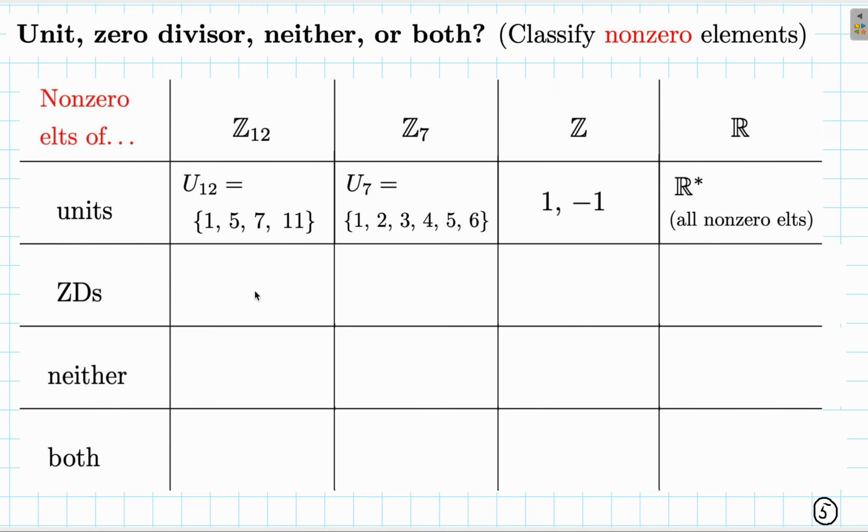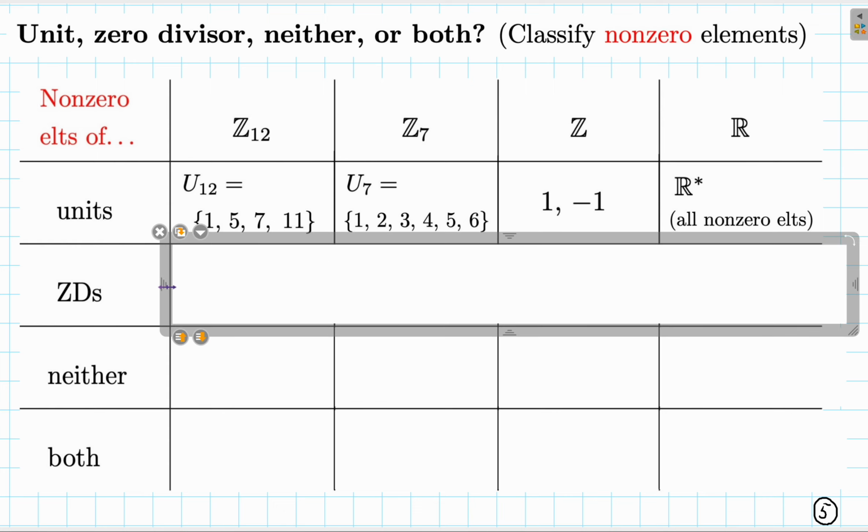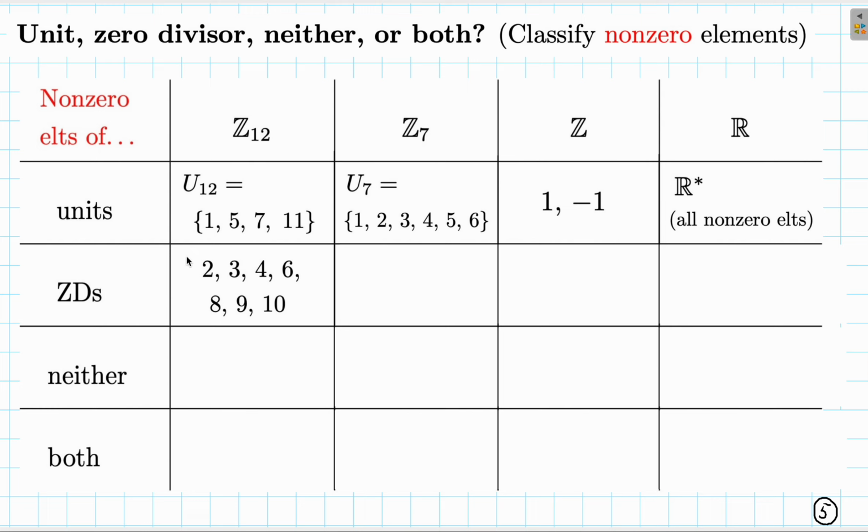Now on to zero divisors, starting with Z12. In Z12, here are the zero divisors. Note that they're all non-zero, and we have 2 times 6 is 0 in Z12, 3 times 4 is 0 in Z12, 8 times 9, 72 mod 12 is 0, so those multiply to be 0, and 10 pairs with 6. 6 times 10 is equal to 0 mod 12. So those are the zero divisors in Z12.